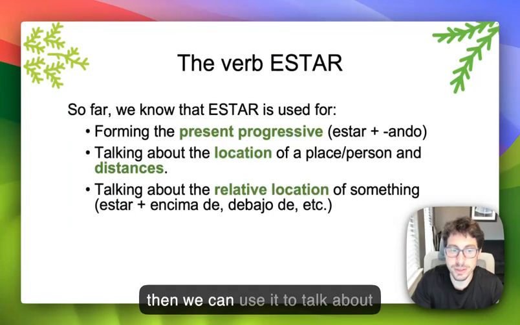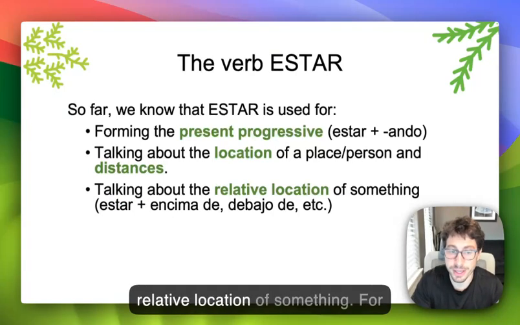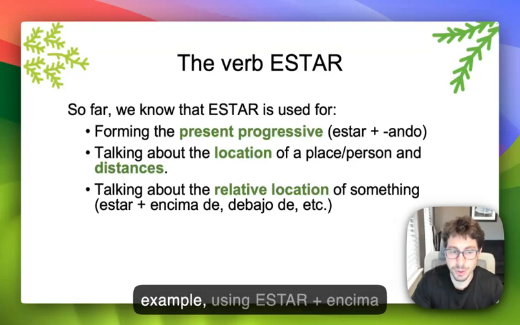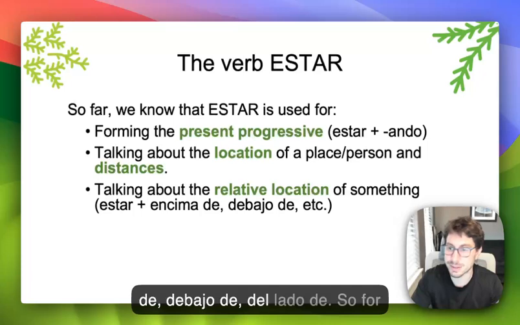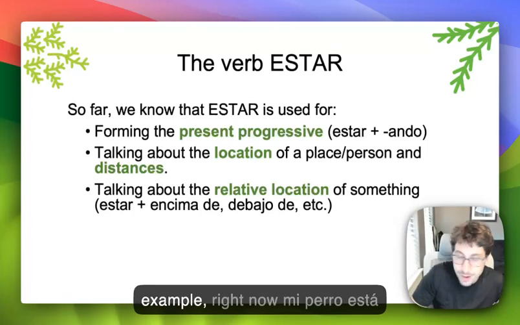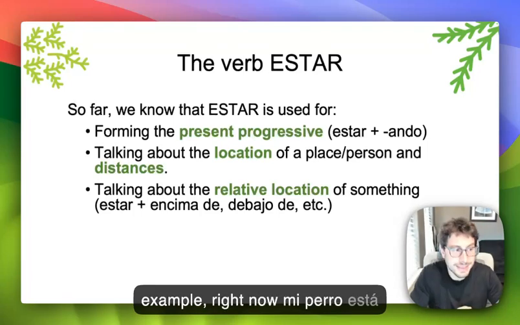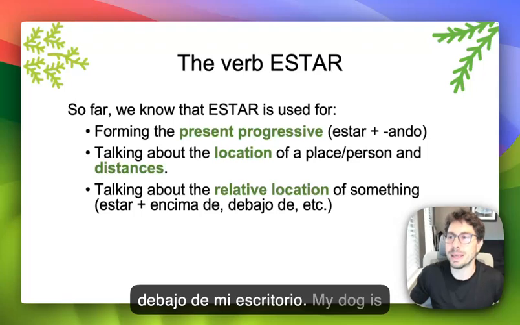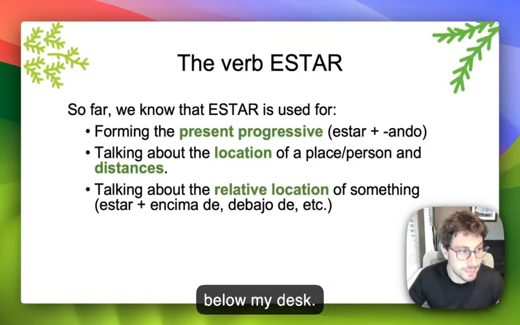And then we can use it to talk about relative location of something. For example, using estar más encima de, debajo de, del lado de. So, for example, right now, mi perro está debajo de mi escritorio. My dog is below my desk.